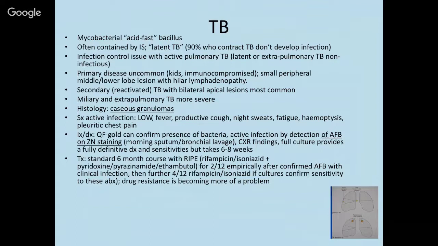And then you have a further 4 months of rifampicin and isoniazid. And then you finish, and it's 6-month treatment. If they've got like extrapulmonary TB or there's resistance, then it's often longer and more complicated.